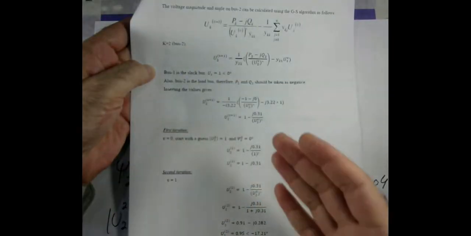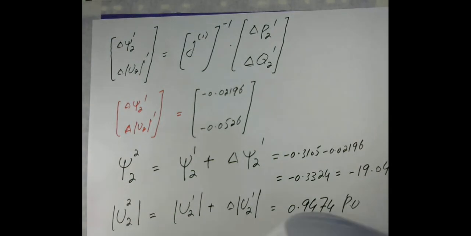So if I now show you just the final values, the U2 magnitude is equal to 0.95, and the angle is minus 17.21. So you see, on just one page, or with a little calculation, one can find the voltage magnitude and the angle when using the Gauss-Seidel method. But for finding these values using the Newton-Raphson method, the length of each step is quite long.